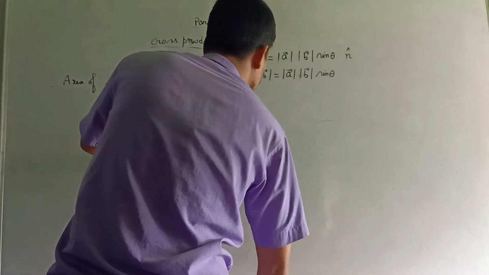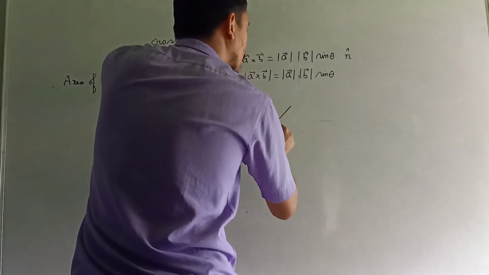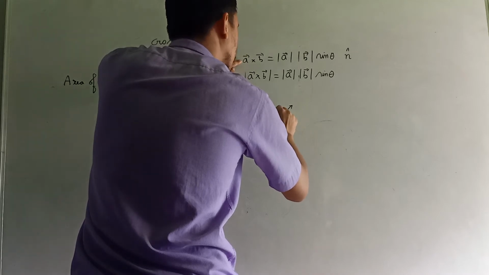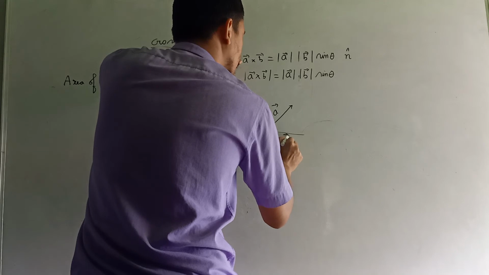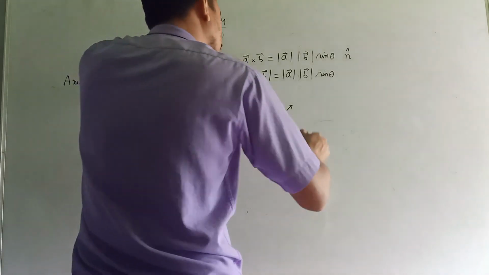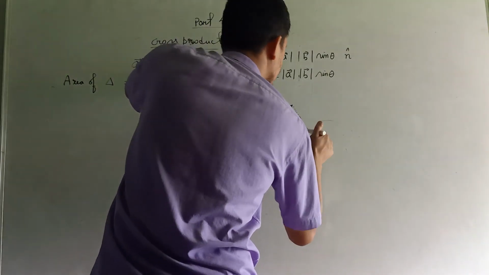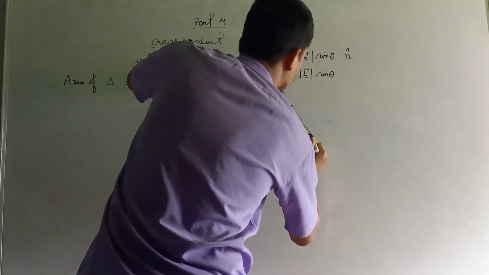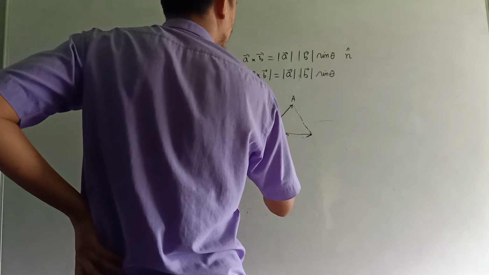Now, I'm going to draw a triangle. Here, A is one vector, B is another vector, with angle theta in between them. Now let me complete the triangle. So your triangle is completed. Now, shall I give the name of your triangle as ABC?